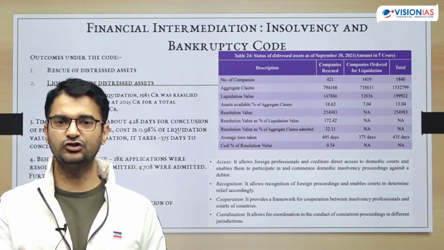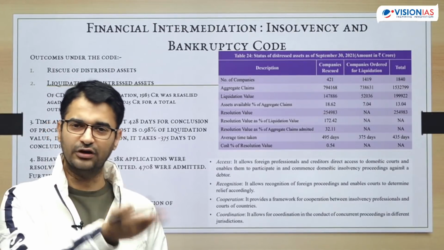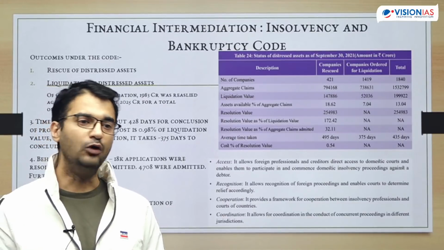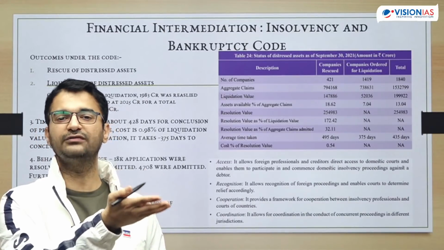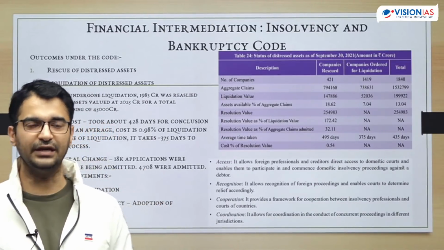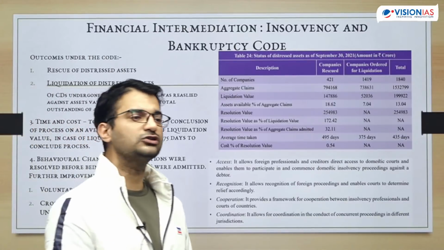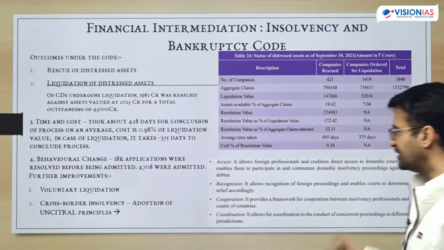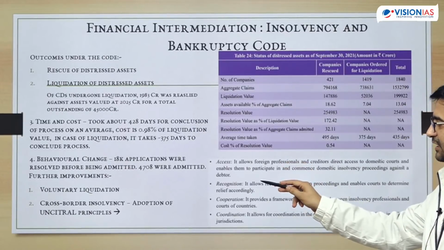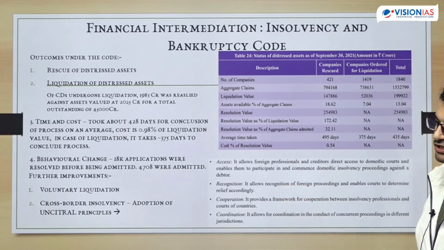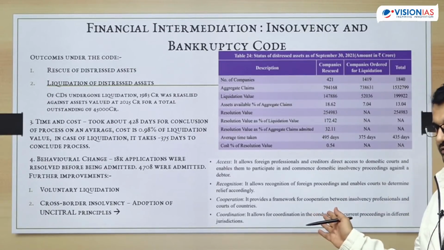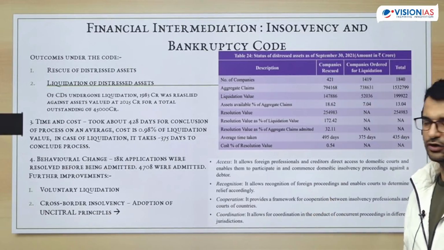The opposite can also be true. A company which is in a foreign country has defaulted there, and its assets are located in India as well. How can that foreign country bank move against that company in India? So this is what cross-border insolvency is. It talks about 4 principles of access, recognition, cooperation and coordination in order to improve cross-border insolvency. You can read about these principles in your economic survey.